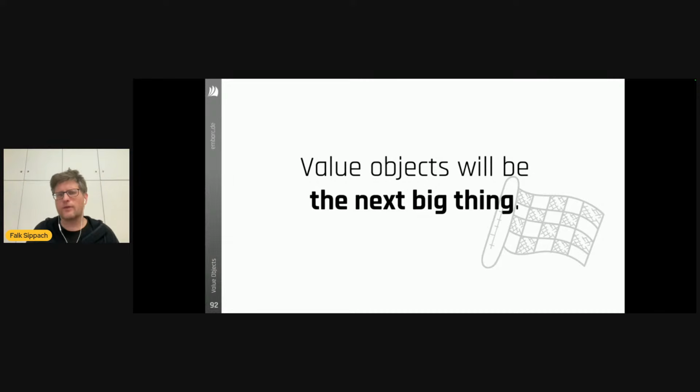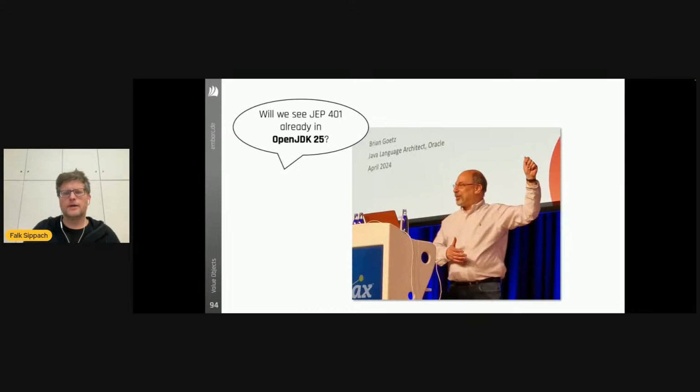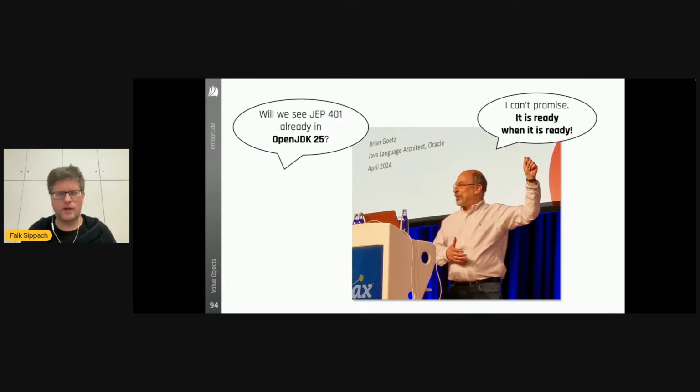It will take some time because there are quite a few things that have to be implemented. They are not here, they are just in the thinking at the moment. But I think in the next 5 to 10 years, we will have value objects. And the big question is, Valhalla when? That's like a meme already. When you ask Brian Goetz this question, he most of the time says, I don't know, I can't promise, it is ready when it's ready.